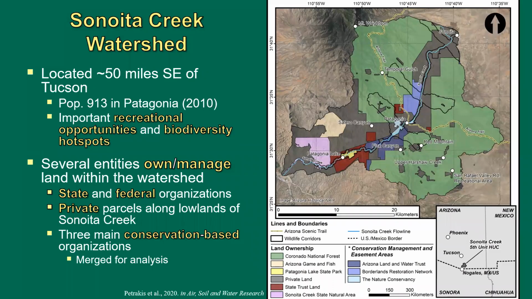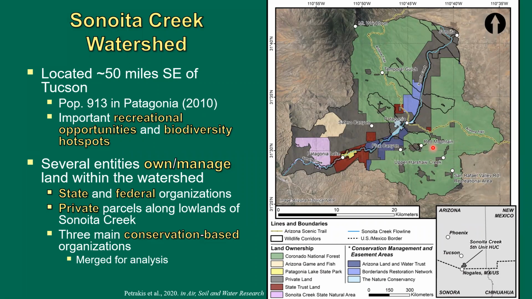Our study site was the Sonoyta Creek watershed. It's located about 50 miles southeast of Tucson, and has a population of roughly 1,000. There are several important recreational opportunities and biodiversity hotspots within the watershed. For example, let me pull up my laser pointer here. The Arizona Trail runs from the north and up through the east of the watershed. There's a collection of wildlife corridors that connect the Santa Rita Mountains to the northwest, to the Patagonia and Huachuca Mountains in the southeast through here.